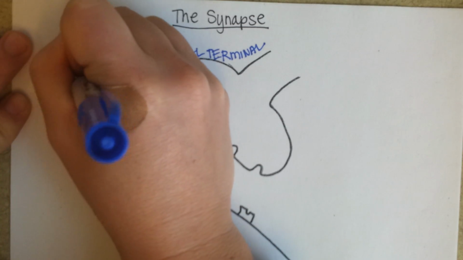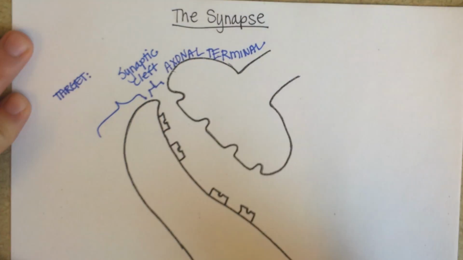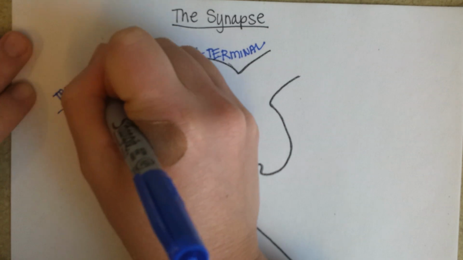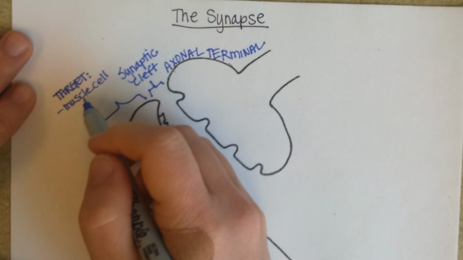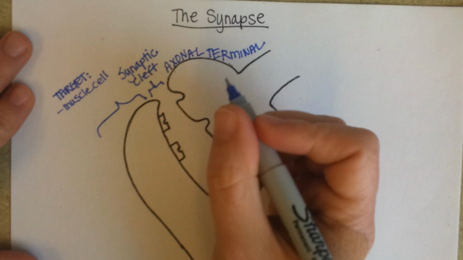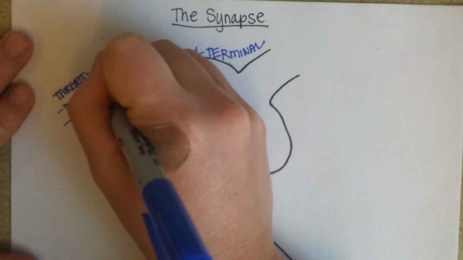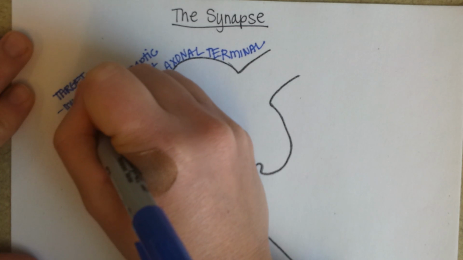The target. So it could either be a muscle cell, so a skeletal muscle, or a smooth muscle, or a cardiac muscle cell, or it could be the dendrite of another neuron.